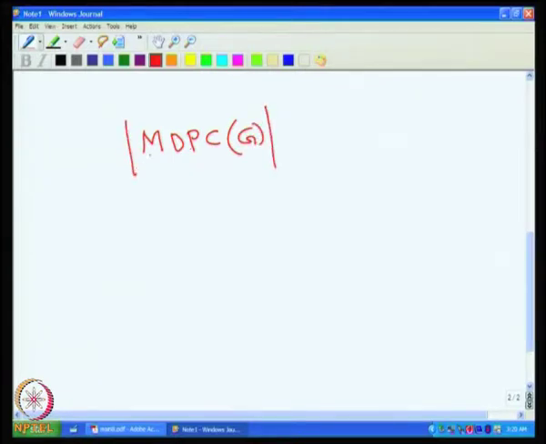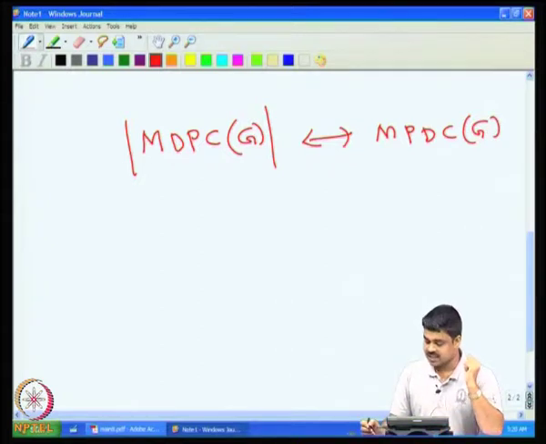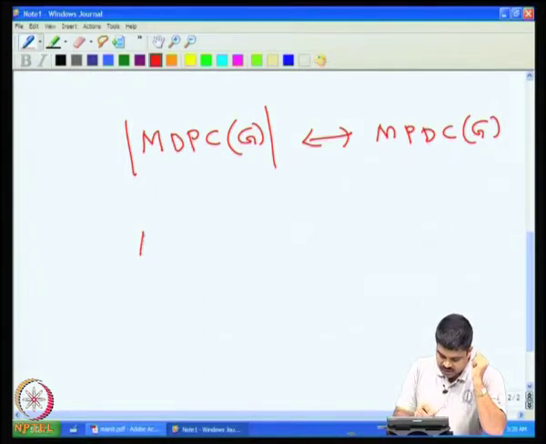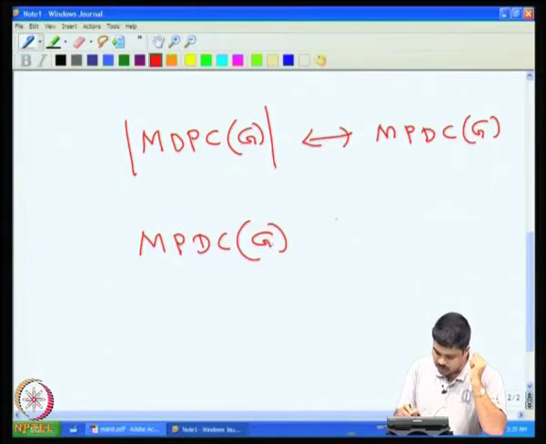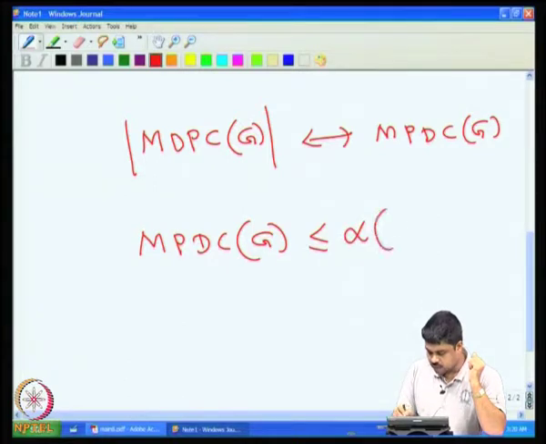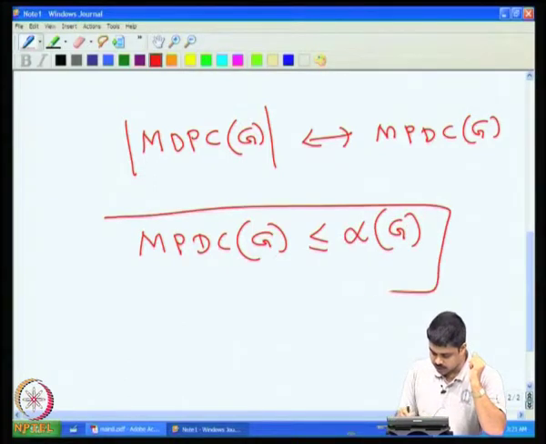So we may not always write like this. We may abuse the notation and say MPDC of G to represent the path cover as well as its cardinality which achieves the minimum. And now, to find out the minimum path cover, this is the question. Now this parameter is always upper bounded: MPDC of G is at most alpha of G is what we are going to prove. This is called the Gallai-Milgram theorem.